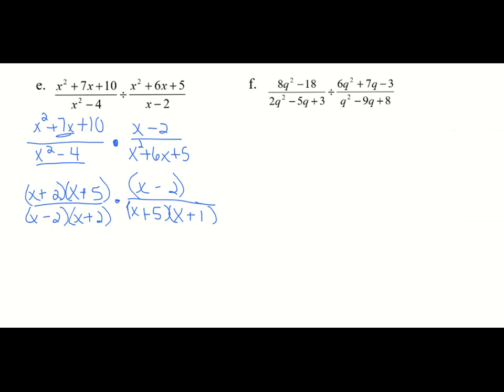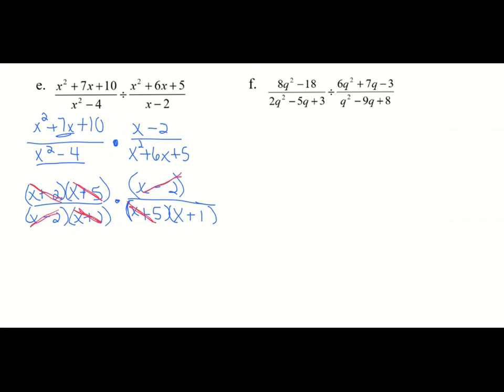All right, so now we need to find common factors that we can divide out. On the top, I do notice right away x plus 2 and x plus 2. I can get rid of those. x plus 5 and x plus 5. Also, x minus 2.